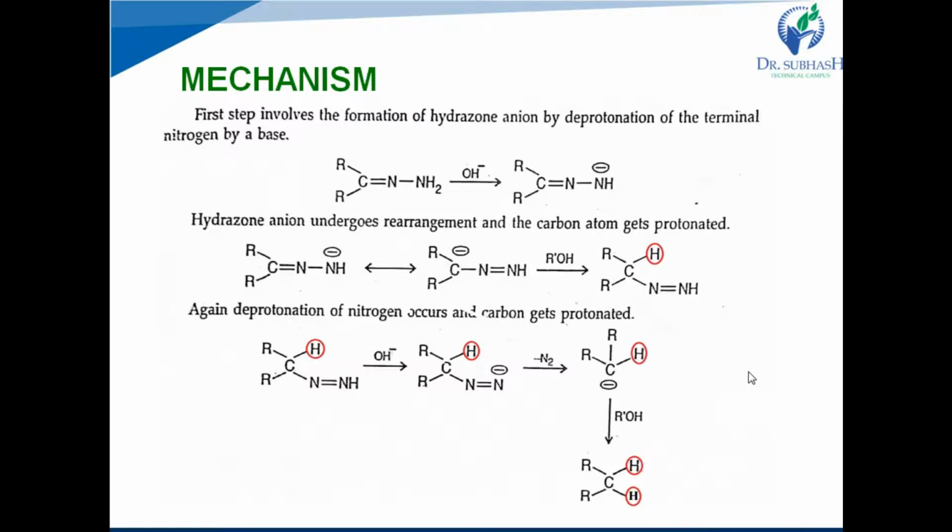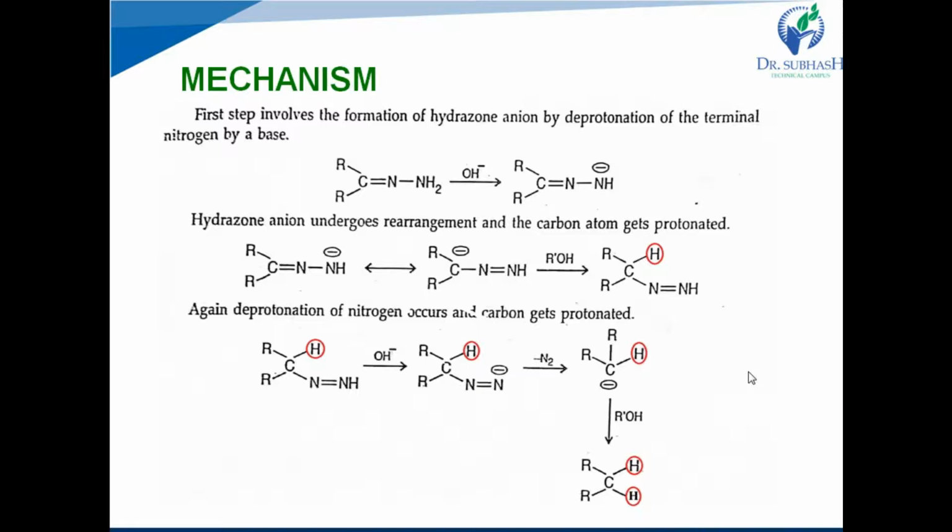Now in the next step, the anion undergoes rearrangement and the carbon atom gets protonated. The first step is rearrangement. Rearrangement of the pi bond and free electron occurs. See, there is a double bond between carbon and nitrogen, that pi bond moves between the two nitrogen atoms and forms a double bond N, and simultaneously the electron of the nitrogen moves towards the carbon and forms a C minus carbanion.